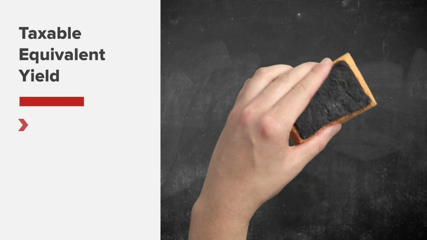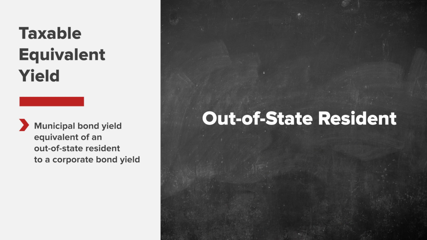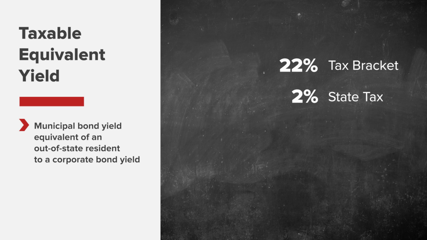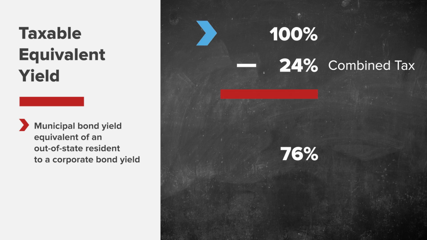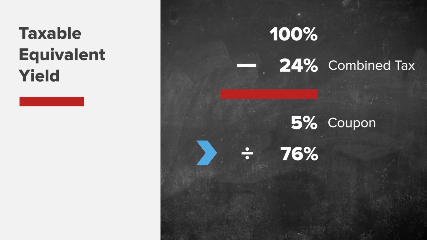Now, if a taxpayer residing in a different state, say New Hampshire, purchased the bond and was, again for illustrative purposes, subject to a 2% state tax, then the federal and state taxes would be combined and subtracted from 100. We would then divide 5% by 76%.